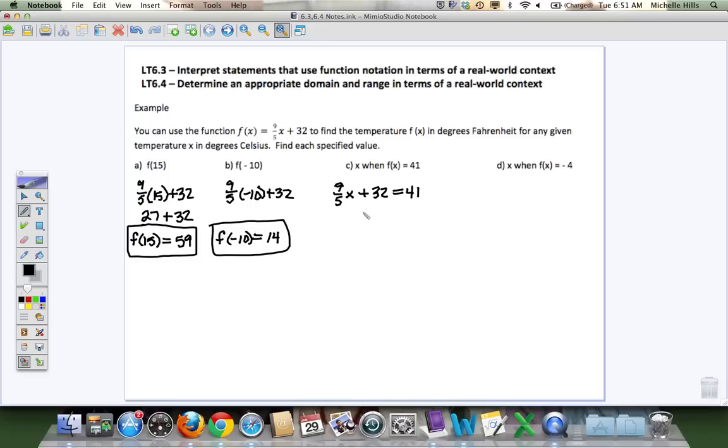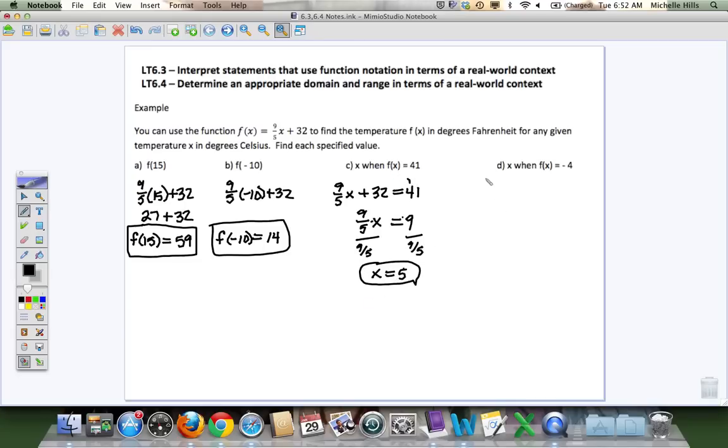To solve this, I would subtract 32 from both sides to get 9/5 x equals 9. And then at this point, you need to either, because it's 9/5 times x, divide both sides by 9/5, or multiply by the reciprocal of 5/9. So if I'm just going to show it as divide by 9/5, again, it's the same thing as multiplying by 5/9. So x equals 5 would be my answer.